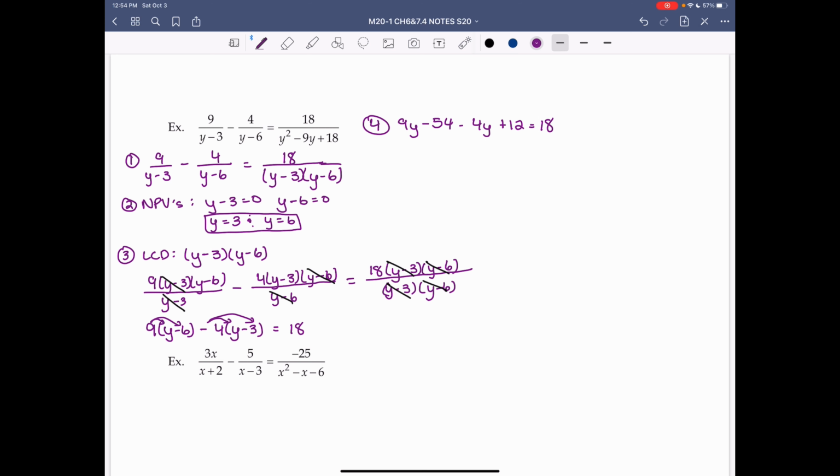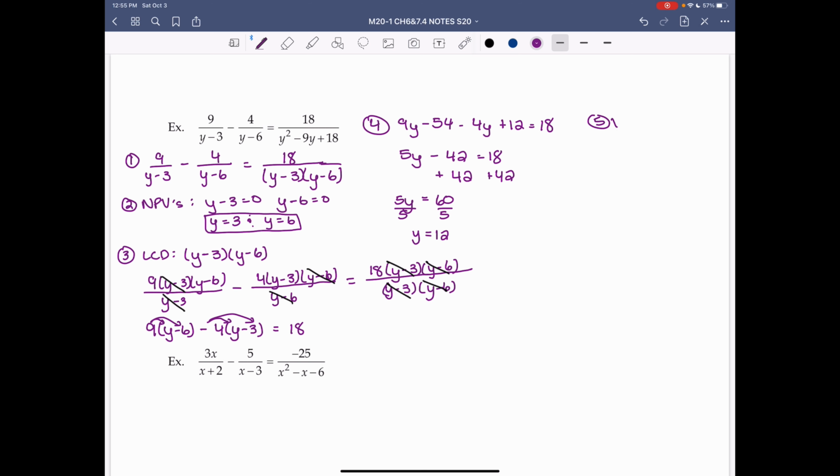Combine our like terms. 9y minus 4y is 5y. Negative 54 plus 12 is negative 42, equals 18. We don't have a y squared term here, so we just want to move our constants to one side and our variables to one side. So add 42, add 42. 5y equals 60. Divide by 5. y equals 12.